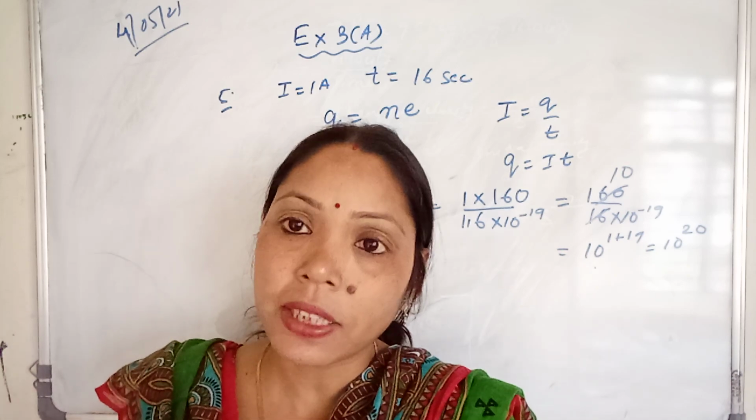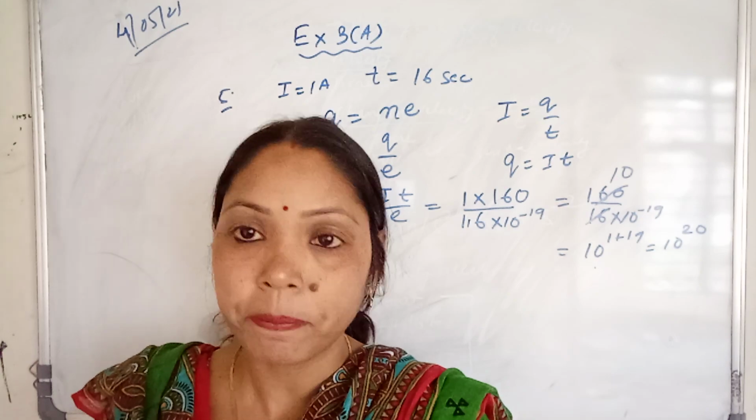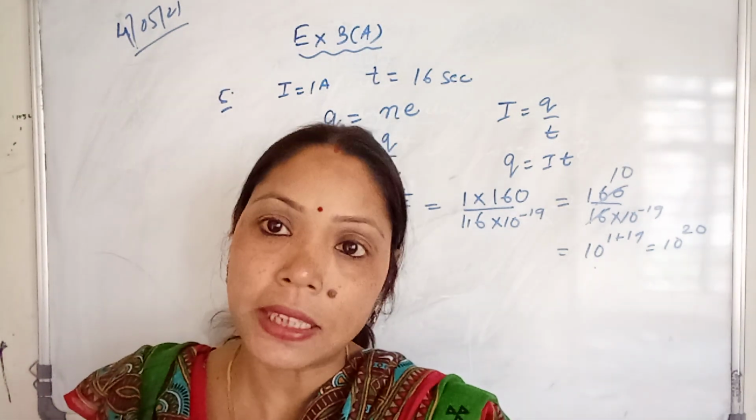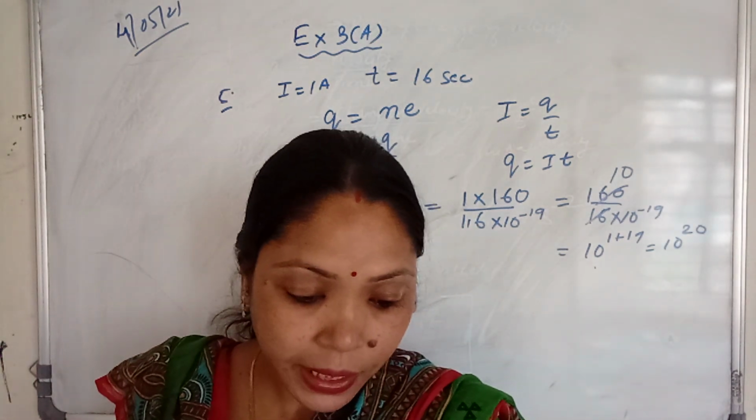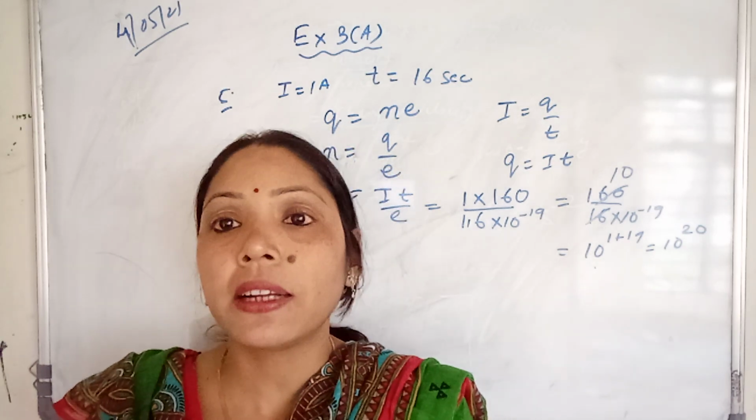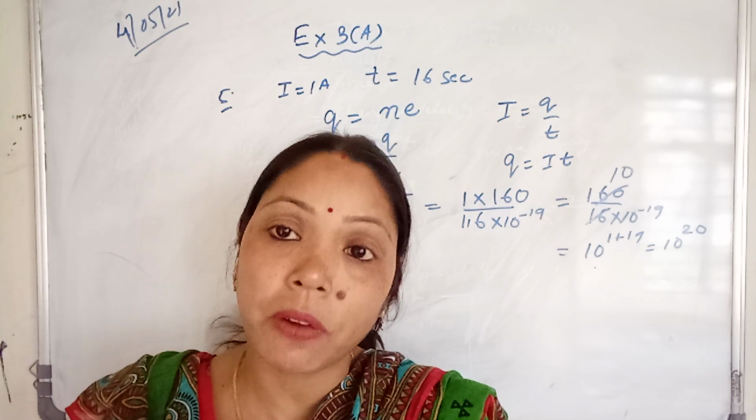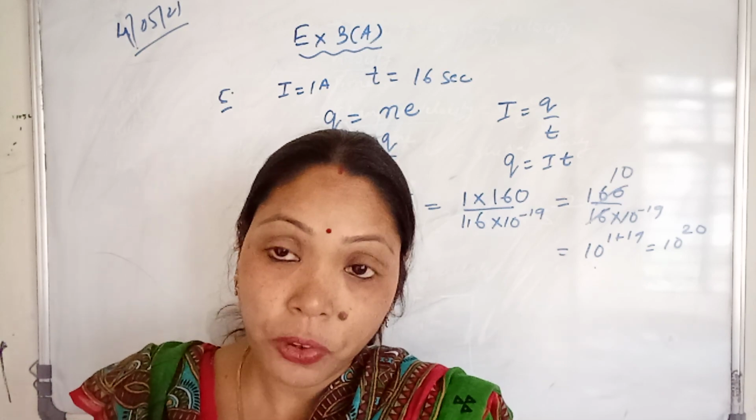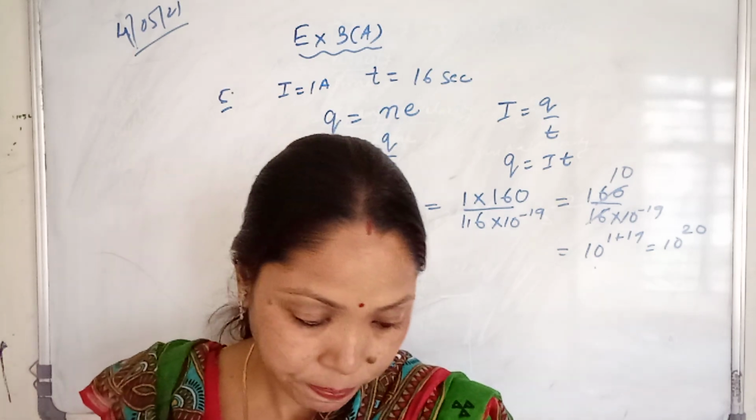So examples of a conductor are any wire like copper wire or aluminum wire, and for an insulator you can write wood, plastic, like this. Number 5, state and define the SI unit of electric current. The SI unit of electric current is the ampere, and you have to write the definition of 1 ampere. 1 ampere is the flow of unit current in unit second.